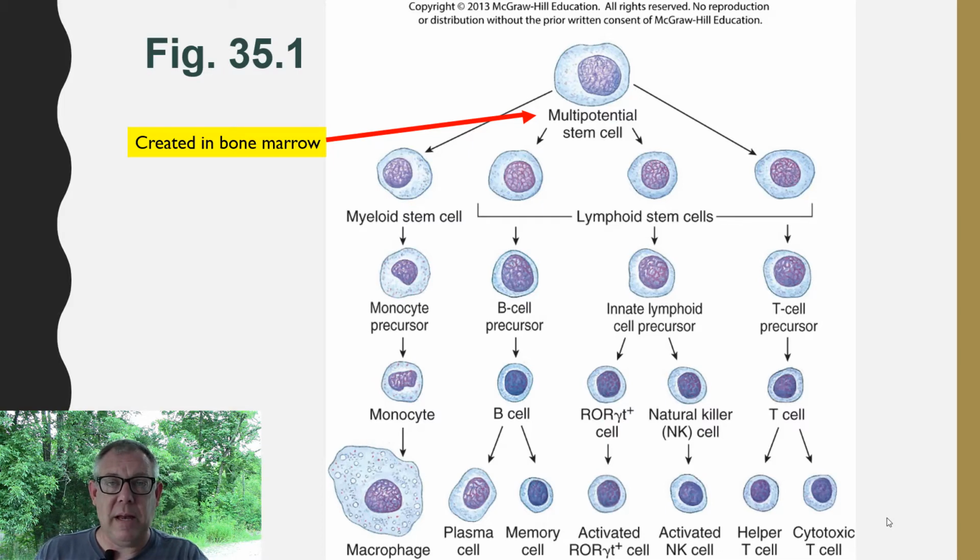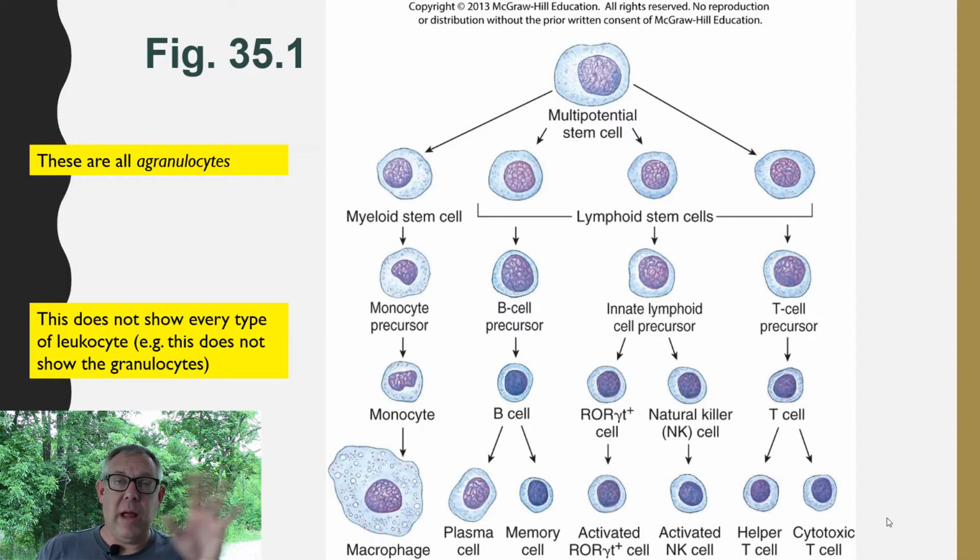And we'll talk about each of these cells. So you've got the intermediate cells, but toward the very bottom is where you've got the active cells that are going to work in the immune system. And so these are all the agranulocytes, okay? And so they form in the bone marrow. And so again, this chart does not show every type of leukocyte. For example, it doesn't show those granulocytes. They form somewhere else in the body and they have different properties.